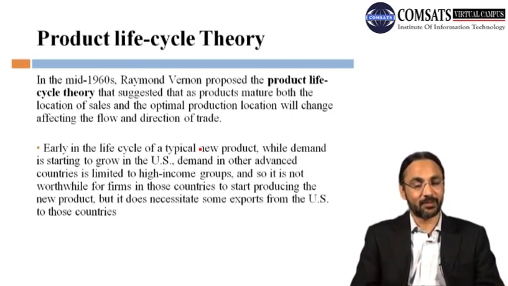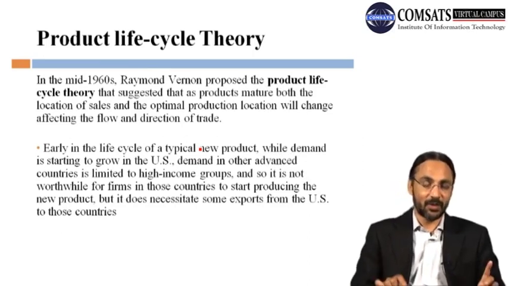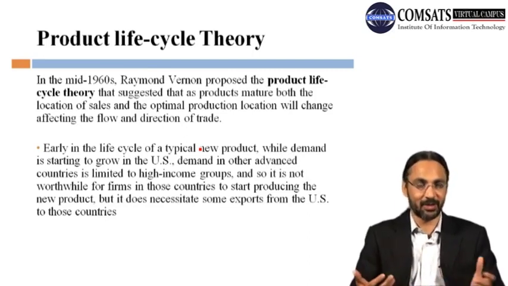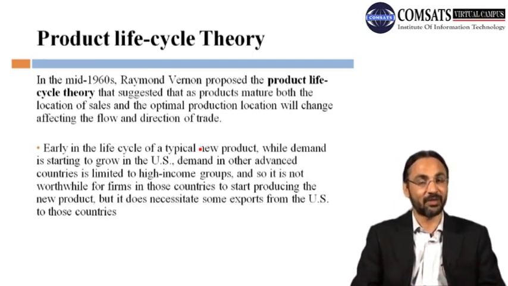And Vernon is explaining this with the help of one example. First, we will explain the main important points of this Vernon theory. Then we will try to explain the product life cycle with the help of one example, the invention of the camera, how it happened and what happened in reality, and on the basis of that product, this well-known theory explained the product life cycle.